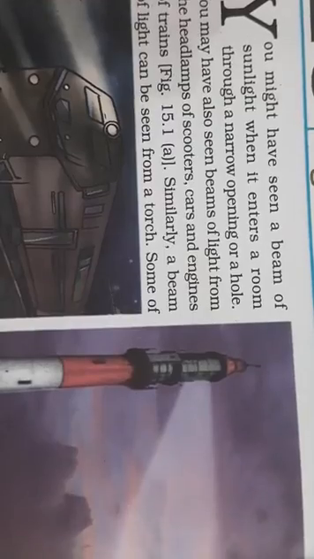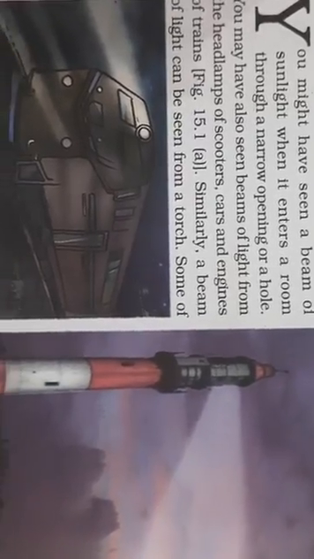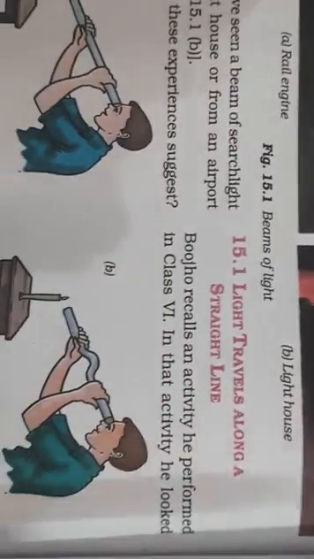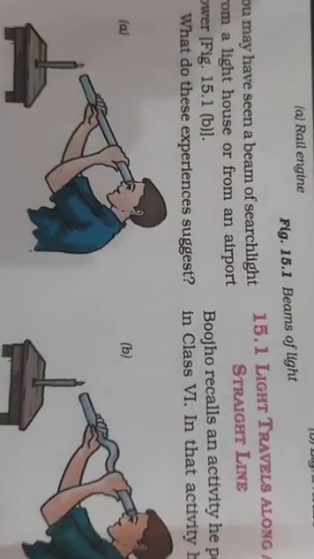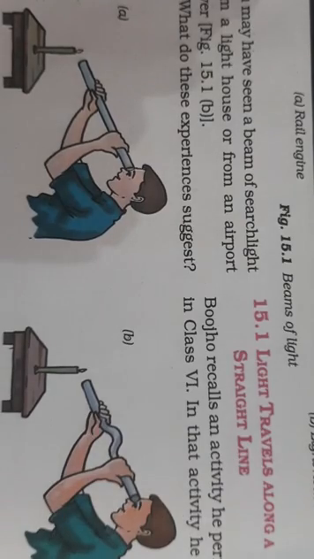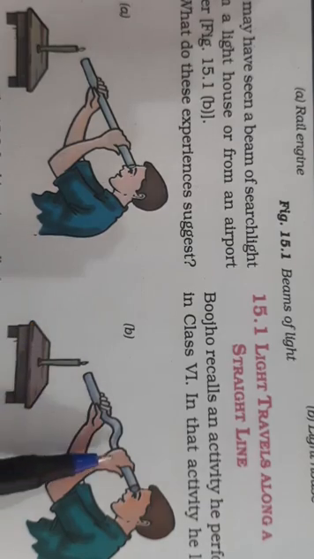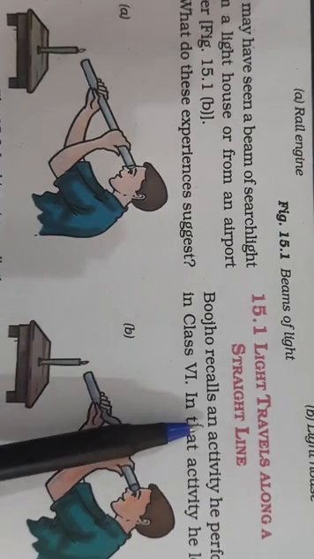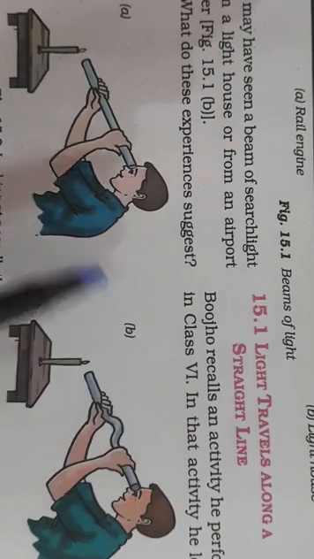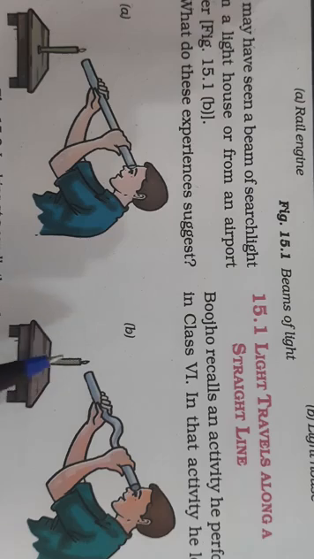In the previous class, that is in class 6th, you all must have studied or done this experiment. What is this experiment? You have already studied that light travels in a straight line. How can you prove this? You have a very simple activity. What do you have to do?